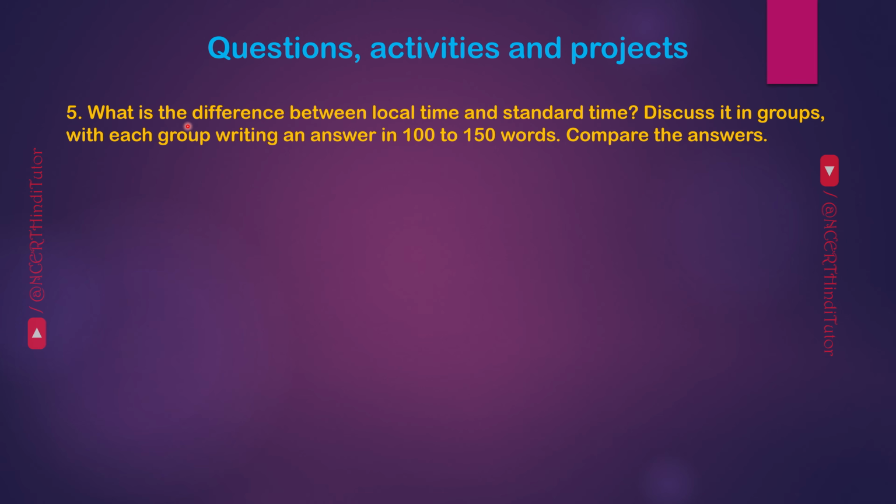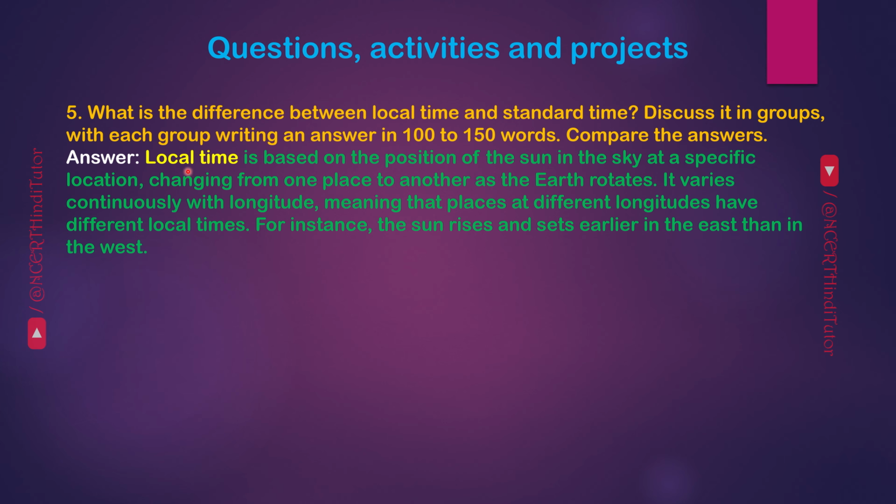Question 5. What is the difference between local time and standard time? Discuss it in groups, with each group writing an answer in 100 to 150 words. Compare the answers. Answer. Local time is based on the position of the sun in the sky at a specific location, changing from one place to another as the earth rotates.